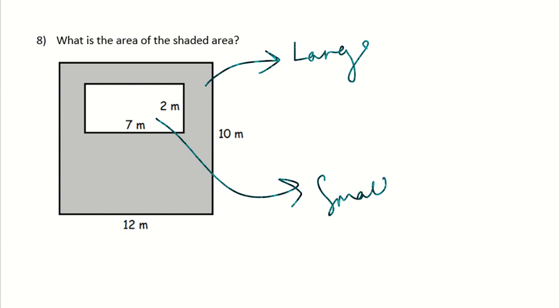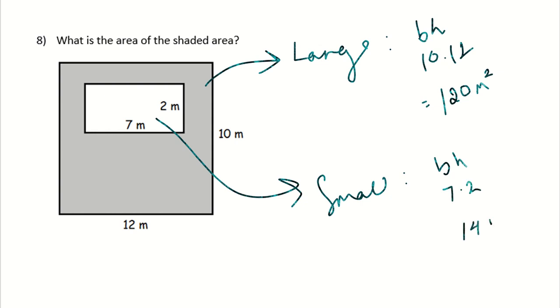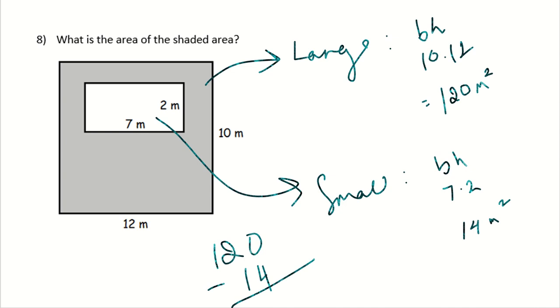So subtraction's the key. All right, the large rectangle is base times height, which is 10 times 12, which is 120 meters squared. The small shape is base times height, which is 7 times 2, which is 14 meters squared. So our strategy is to subtract 120 minus 14. 120 minus 14 is 106 meters cubed.